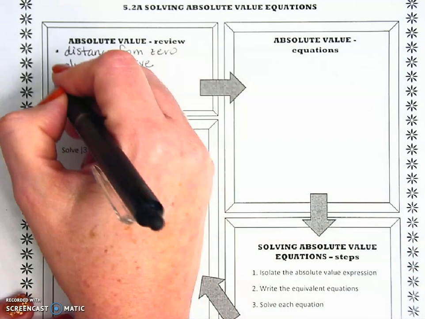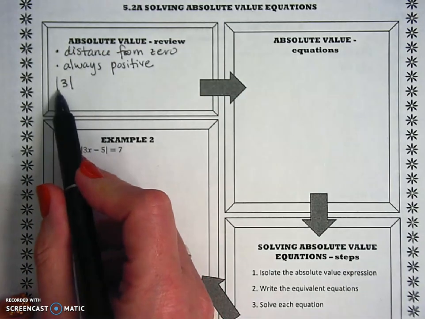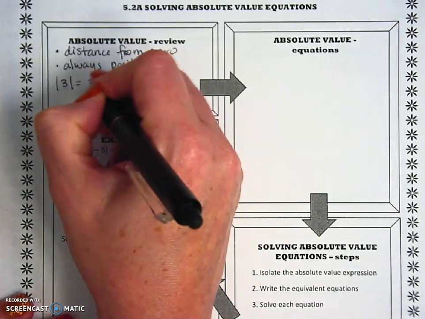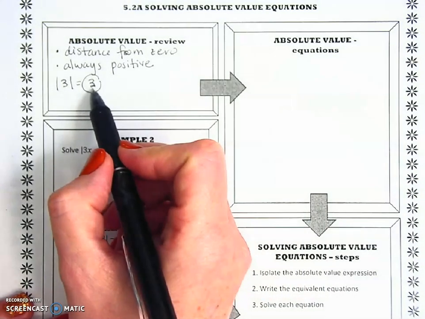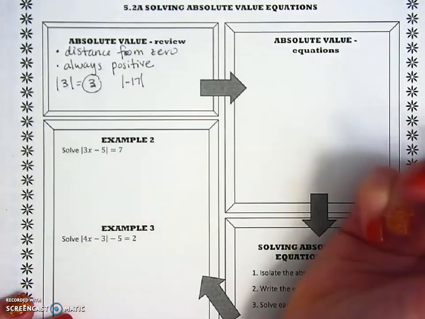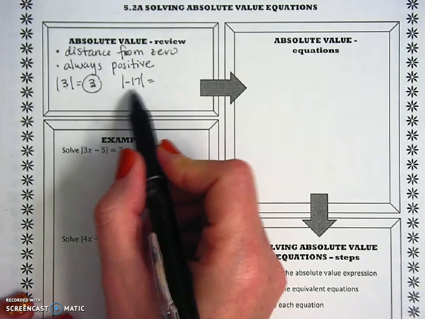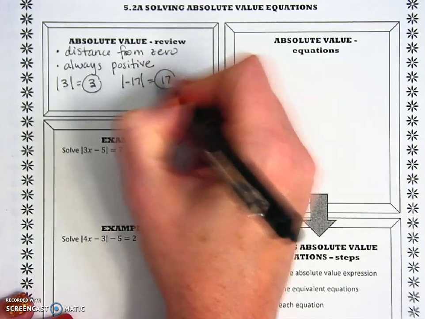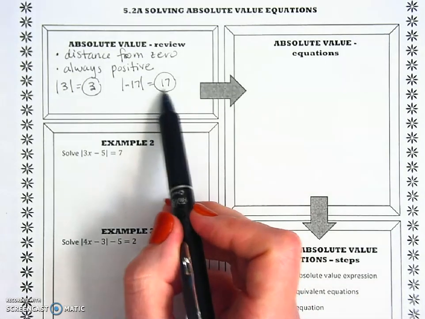If I saw something like this, it is telling me to find the absolute value of 3. How many places from 0 is 3? And the answer is just 3. Notice the bars are gone and we have just a positive number. If I had the absolute value of a negative number, the question is how far is it from 0, the physical distance or measurement, and that answer is positive 17 spaces from 0. So the bars are gone and it's a positive number.